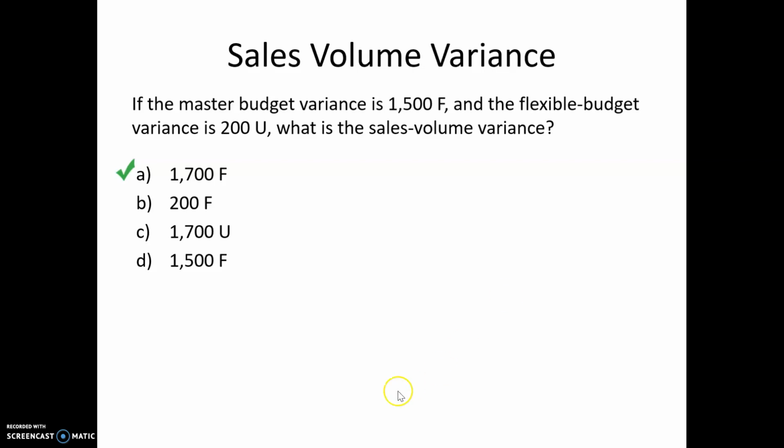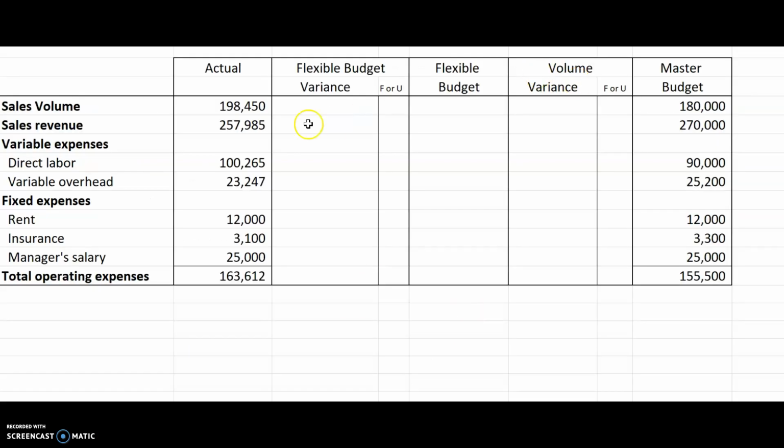Let's take a look at an example of a flexible budget. So we can see the sales volume for the master budget was prepared based on 180,000 units being sold. We actually sold 198,450. The flexible budget is prepared based on the actual sales volume.